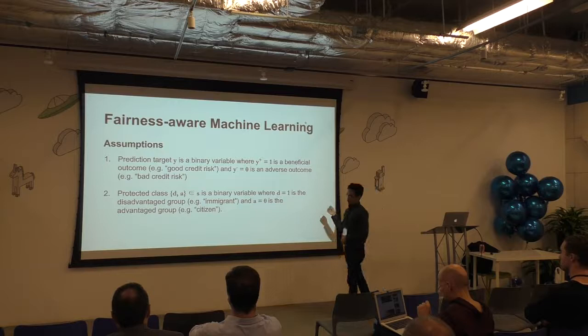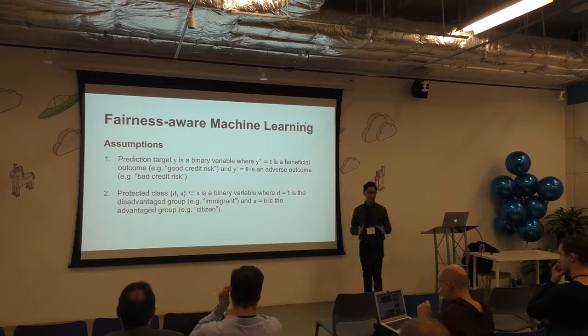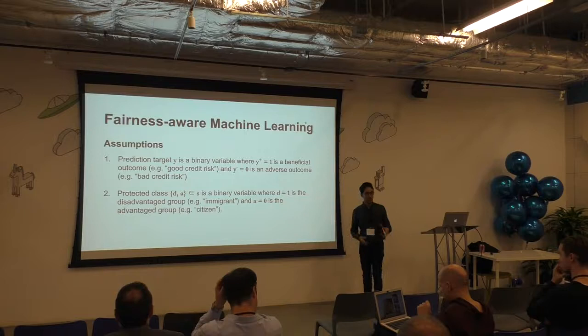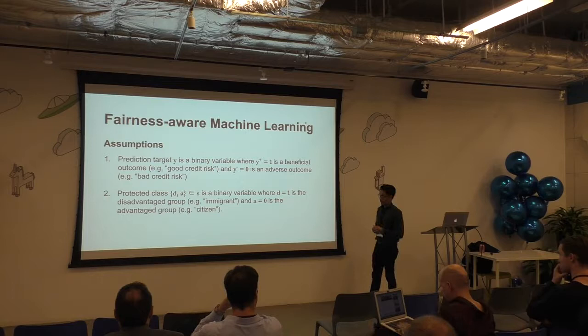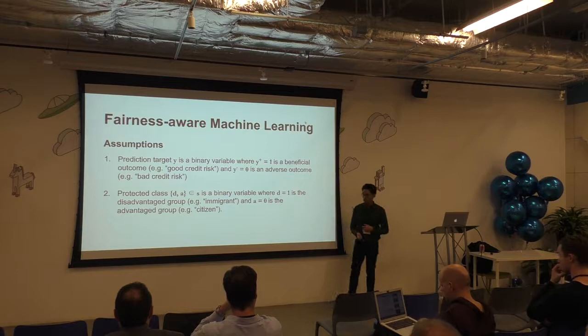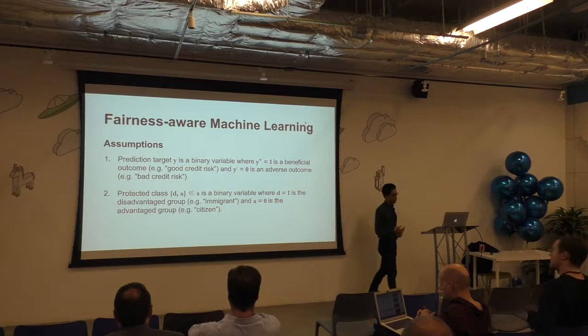The second assumption is that you have this value A, which is a member of this set S that is also a binary variable. Again, this is the very simplest toy model way of thinking about this. Obviously, there are many races, and things are not binary, even though we like to bucket things like that. So A equals 1 is the disadvantaged group. Here you have to make an assumption about who the disadvantaged group is in the first place. And A equals 0 is your advantaged group. For example, the disadvantaged group is immigrants and the advantaged group is citizens.